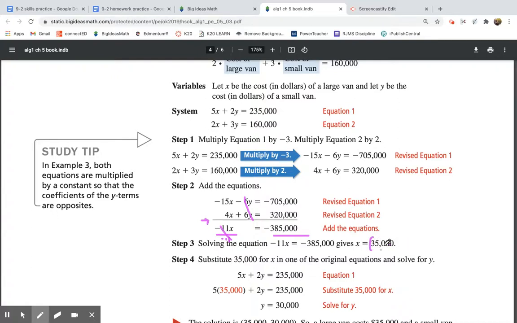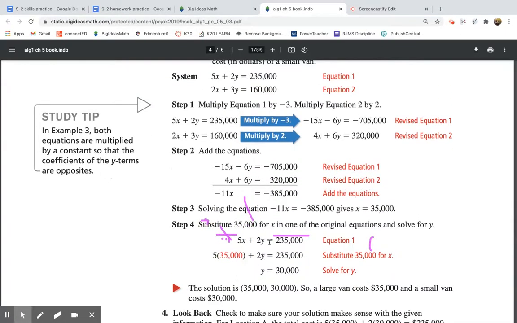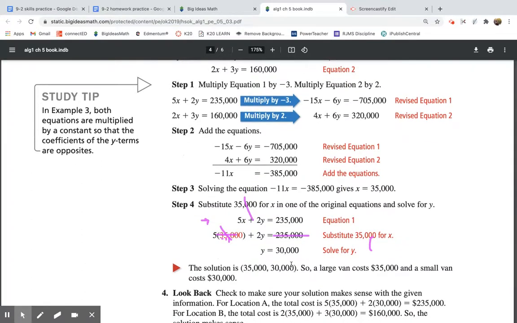So I take this 35,000, I go back to my original equations, and I plug it in for X on one of them. It doesn't matter which one. They chose the first one. So that means 5 times 35,000 plus 2Y equals 235,000. And they went ahead and just solved it all in one step. So you first would multiply that, then subtract it to the other side, then divide both sides by 2 to get that Y is 30,000. So this is our solution. That just means a large van costs $35,000, a small van costs $30,000.